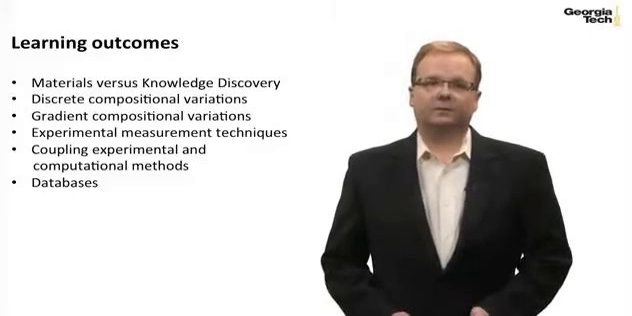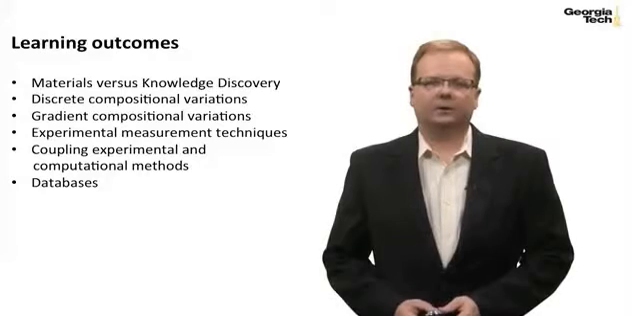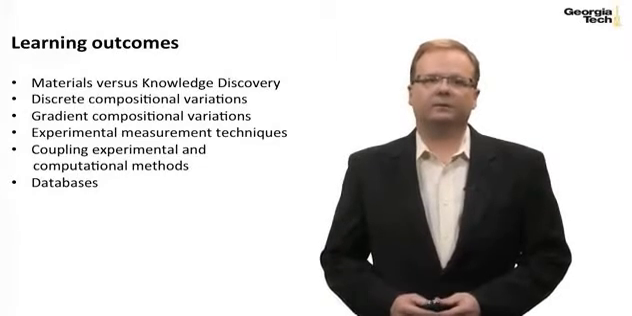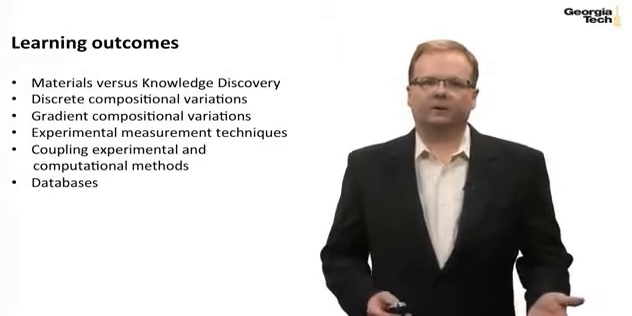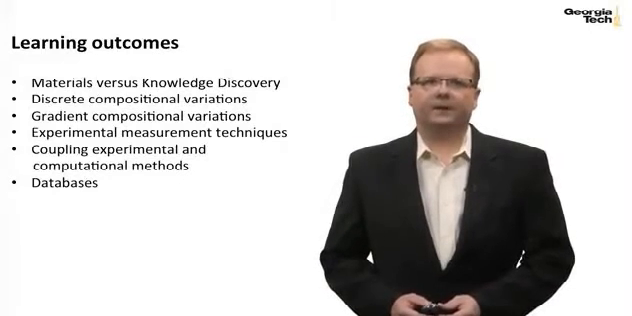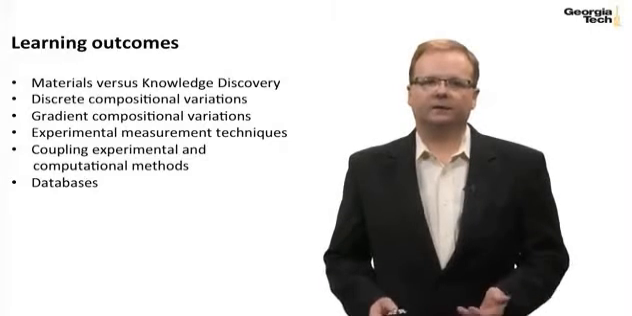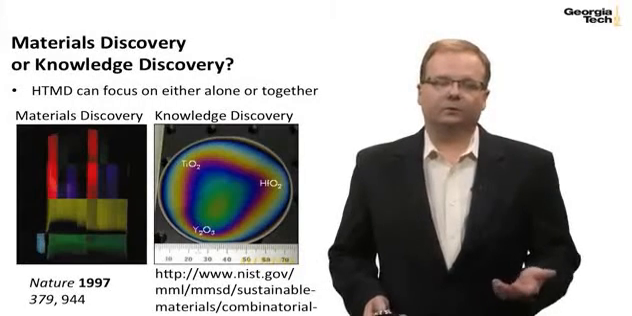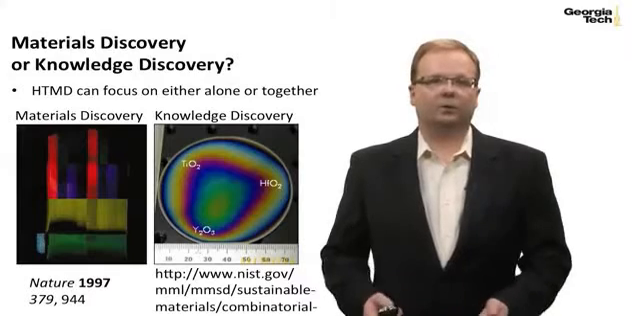First, we're going to distinguish between materials discovery versus knowledge discovery. We're going to talk about how people might make libraries with either discrete composition or gradient composition variations. We'll talk about a couple of ways to measure experimental properties on libraries, and then we'll highlight coupling experimental with computational methods and databases.